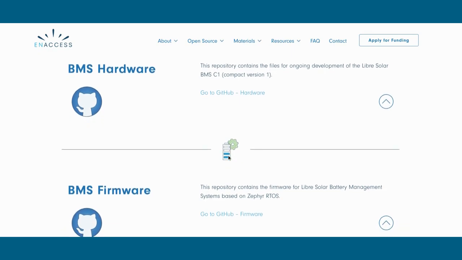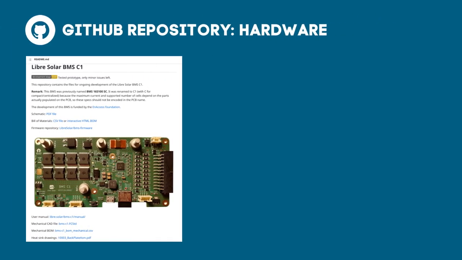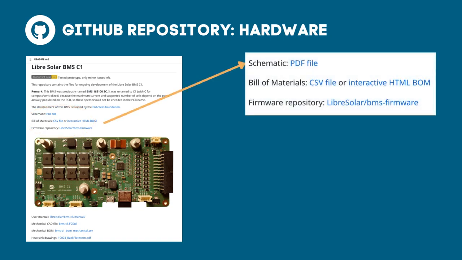The page for the BMS hardware, for example, looks like this. It provides a rough overview of what the BMS is and contains lots of links to the documents required to understand the BMS and get started with it. One is the PDF file of the schematic. There's of course also the native KiCad file, which you can use, but a PDF is easier to access if you just want to have a short look.